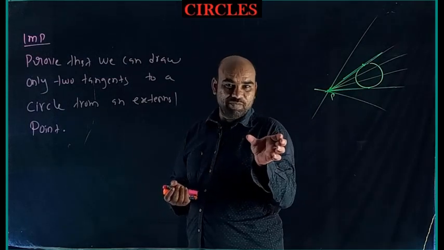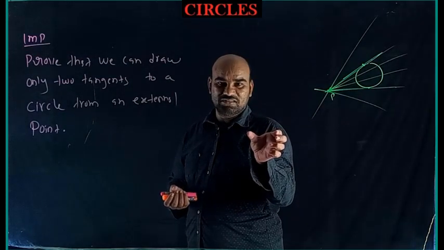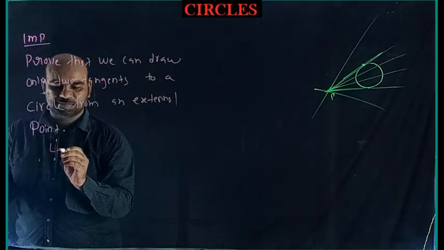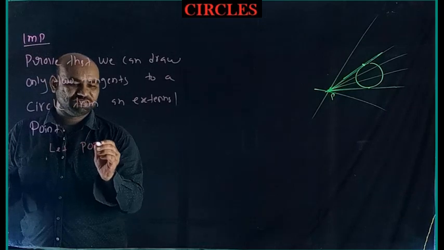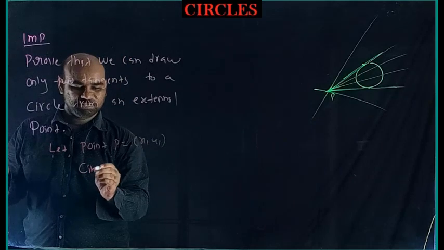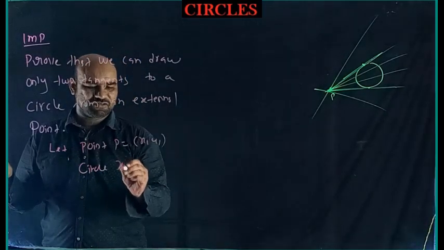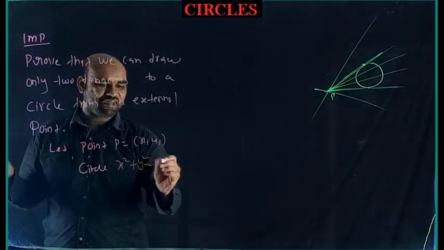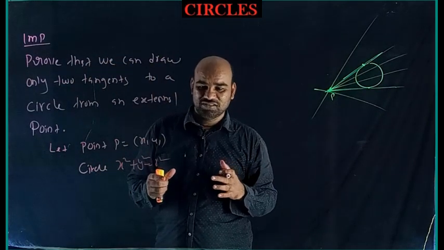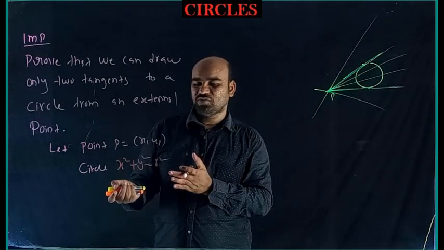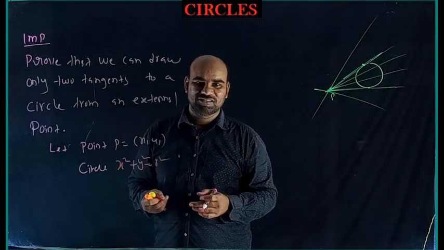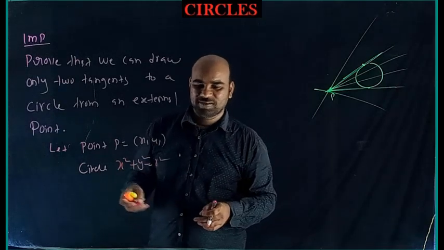We need to take a basic circle first. Let point P equal (x1, y1), and the circle, the basic circle, x square plus y square equal to r square. So always you want to use a basic circle to prove new things, because the basic circle has center 0 and radius r, so the procedure becomes easy for us to establish the facts. That's why we use the basic circle.